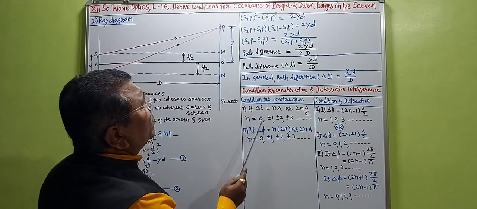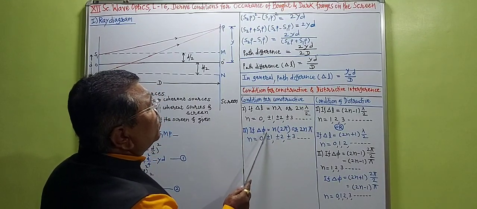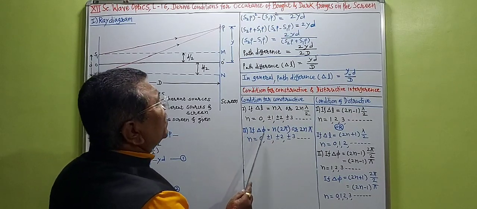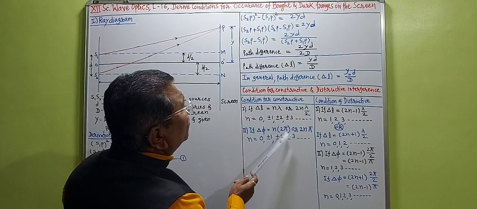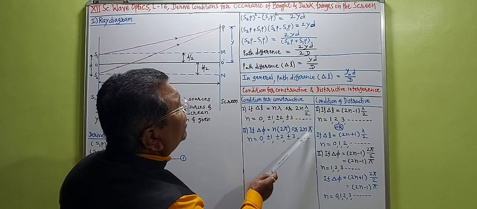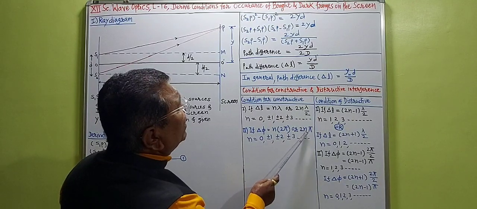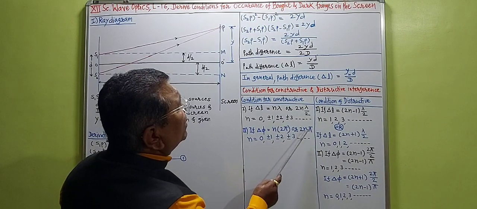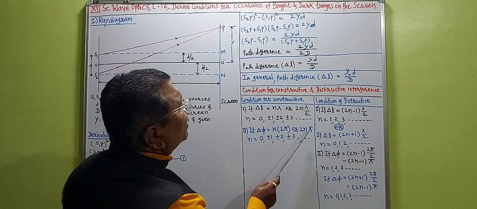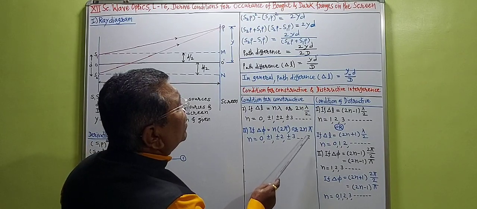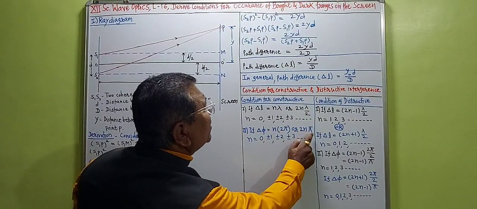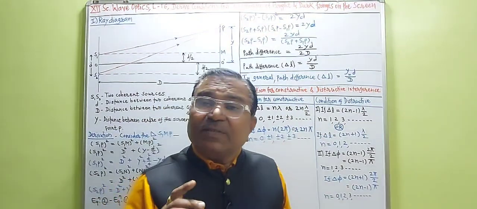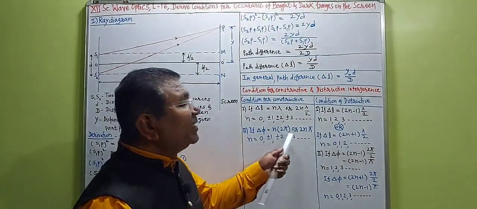And we get what? Instead of delta L, put delta phi, because it is phase difference. So we get phase difference is equal to n into 2 pi, integral multiple of 2 pi. Put n as 0, 0 pi; put 1, 1 into 2, 2 pi; put 2, 2 into 2, 4 pi. So 0 pi, 2 pi, 4 pi, 6 pi, 8 pi, 10 pi. That means phase difference is even multiple of pi. So phase difference is integral multiple of 2 pi.